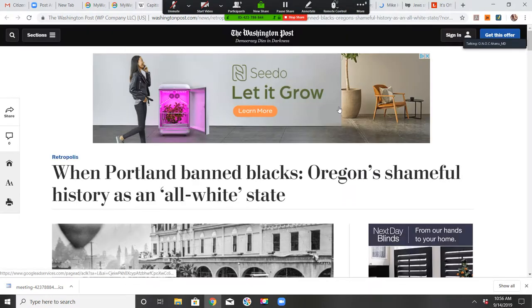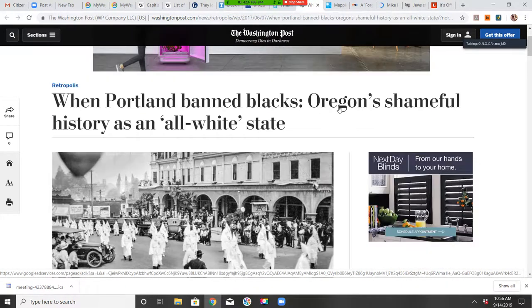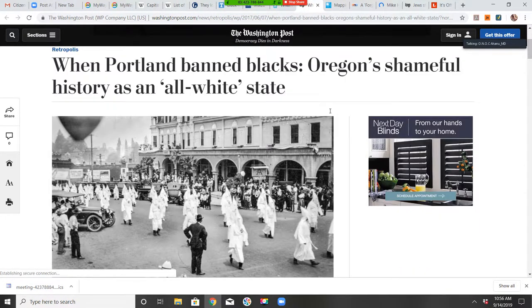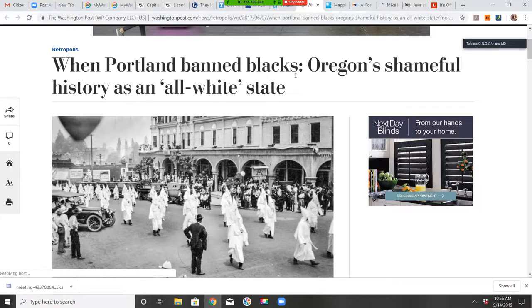Here's an article right here. See, because when you really want to start to get into this, you say, what is the value of the black identity? Is it valuable in the United States of America? I don't know about that. Look, this is "Portland banned blacks: Oregon's shameful history as an all-white state." If blacks had a position of citizenship, how could a whole state ban you?